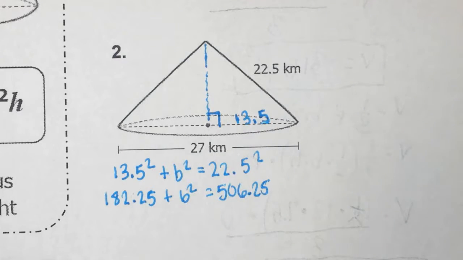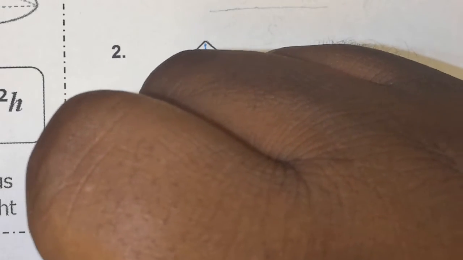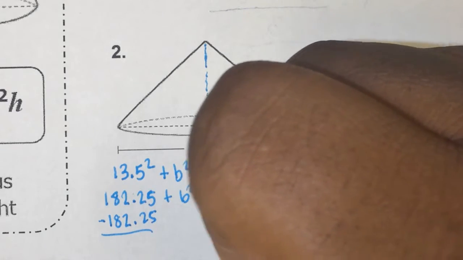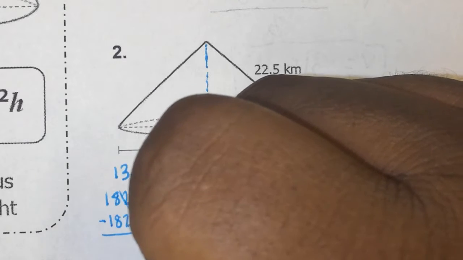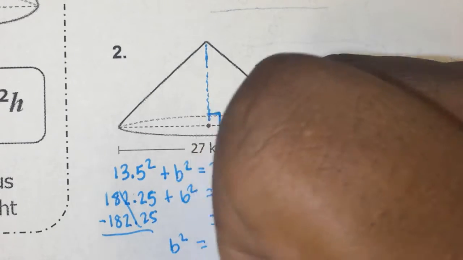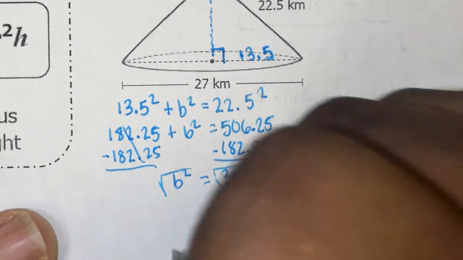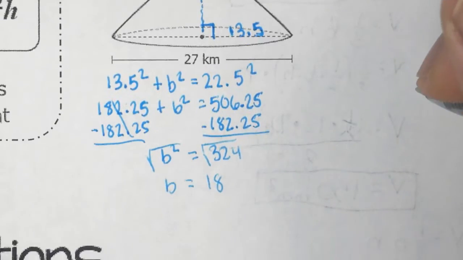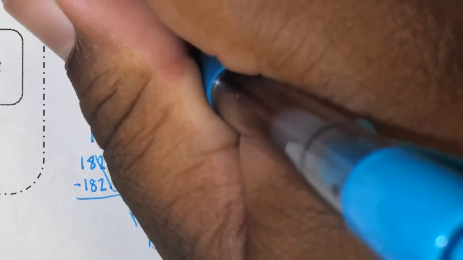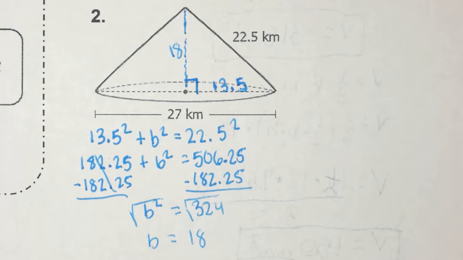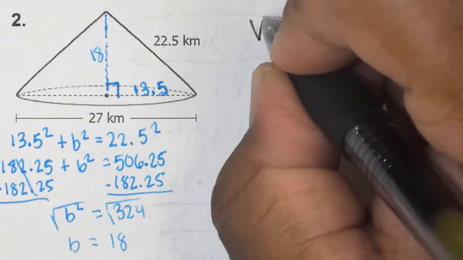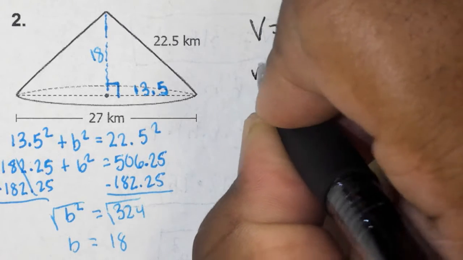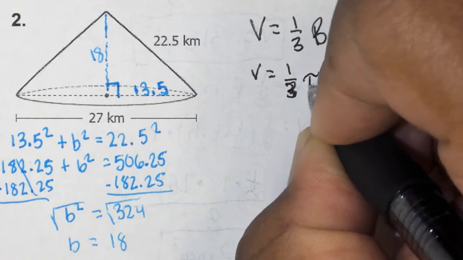Oh yeah, I wish they all ended up like this one. Started out as decimals, but it came out clean. I know. This doesn't happen to us often. Yeah, you get 18. Square root. So the height will be 18. Alright, and we find our volume. So volume equals 1/3 capital B times height. Adjustment: 1/3 pi r squared times height.